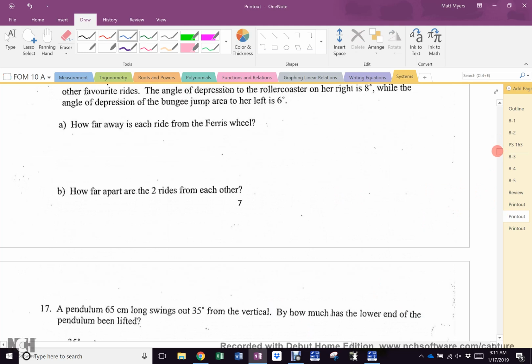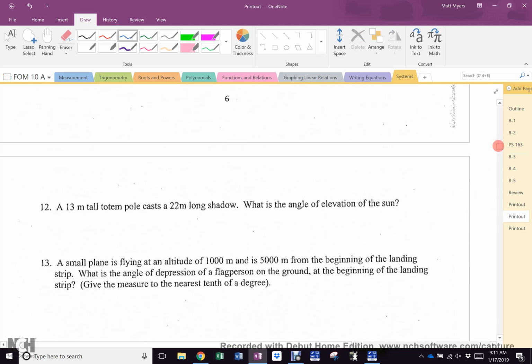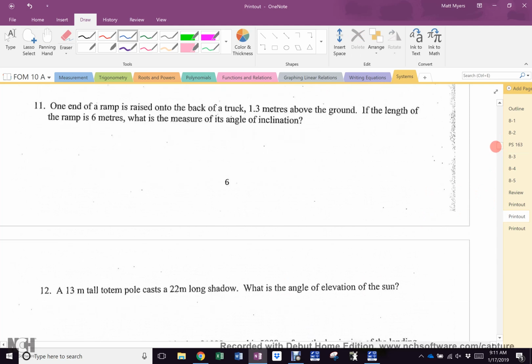So the request was to go straight to some word problems that did not have triangles already performed for you. Like, say, this question. One end of a ramp is raised onto the back of a truck 1.3 meters above the ground. If the length of the ramp is 6 meters, what is the measure of the angle of inclination? Where's the ground? On the ground. Where's the ramp? Up from the ground. How far up? 1.3. Where does the 1.3 go?